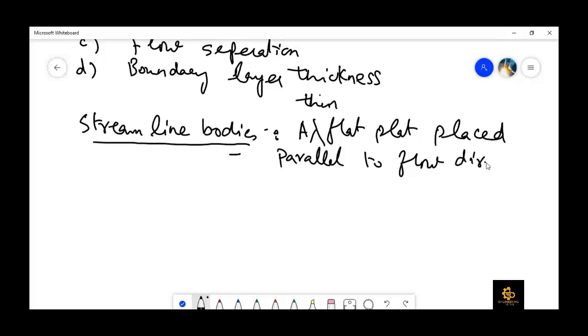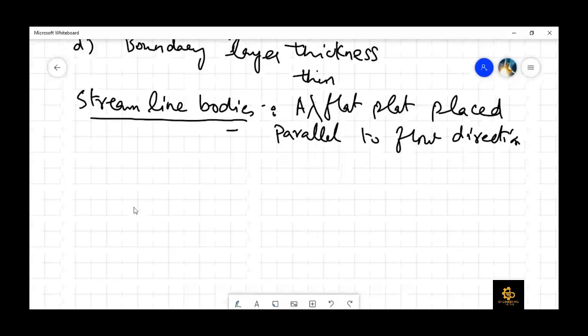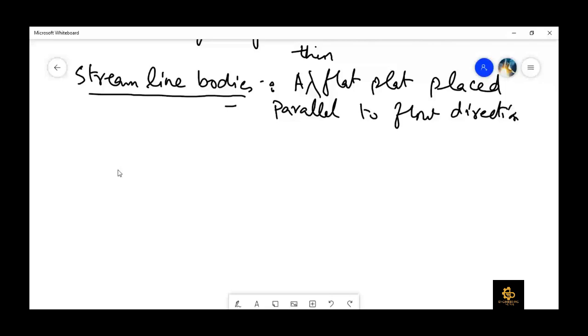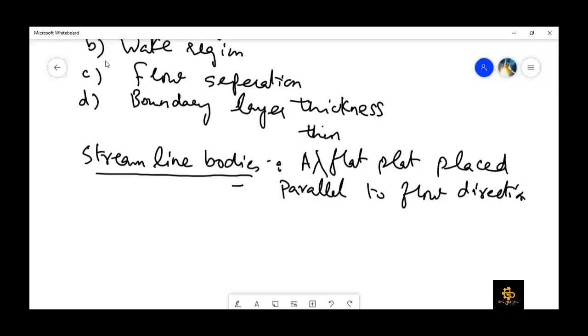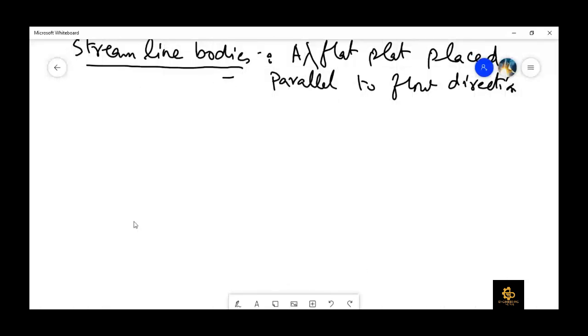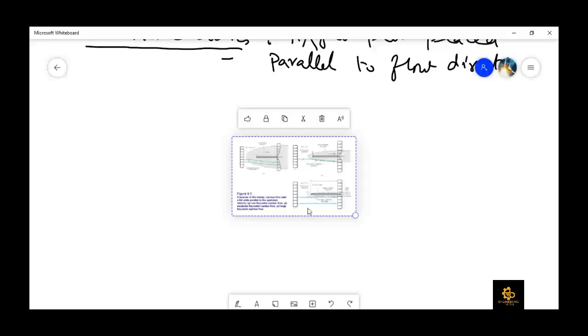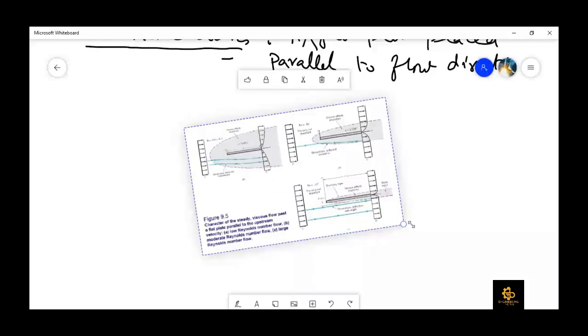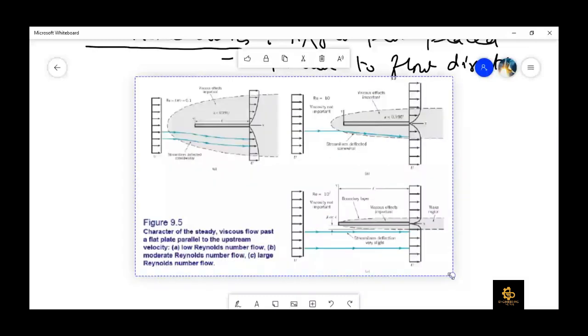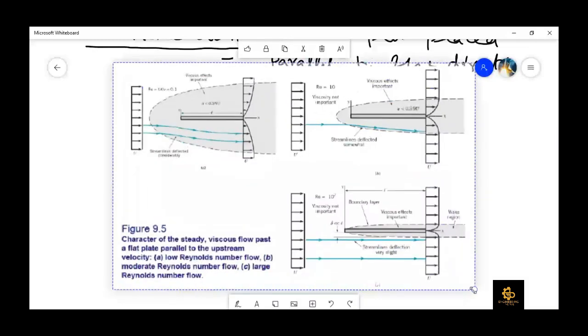Let me show you how these properties which I have listed here, A, B, C, D, change when we increase the speed of flow. For that, I'm going to put a picture here. Just hang on for a while, and I will explain it. Okay, so this is the figure. I hope that you can see it quite easily.